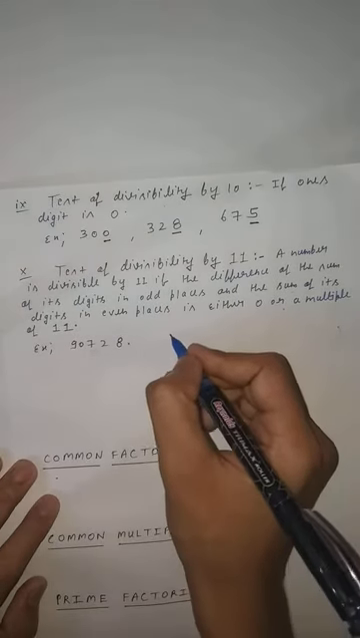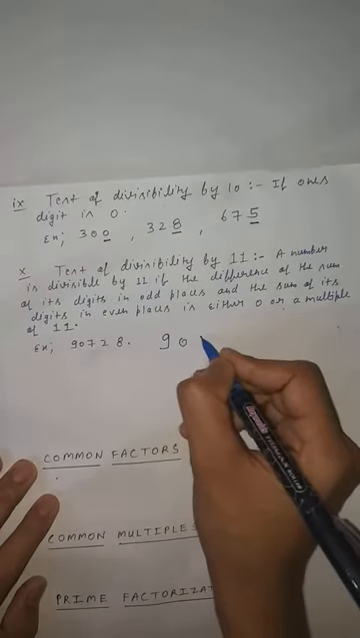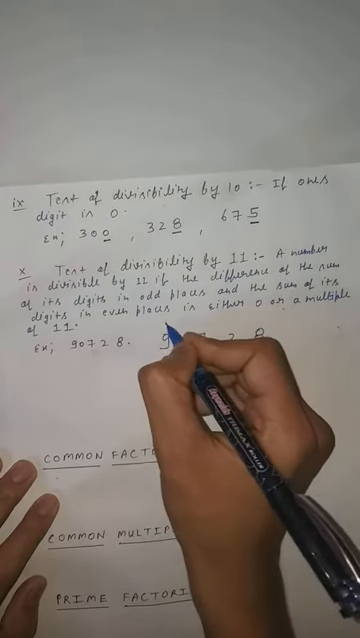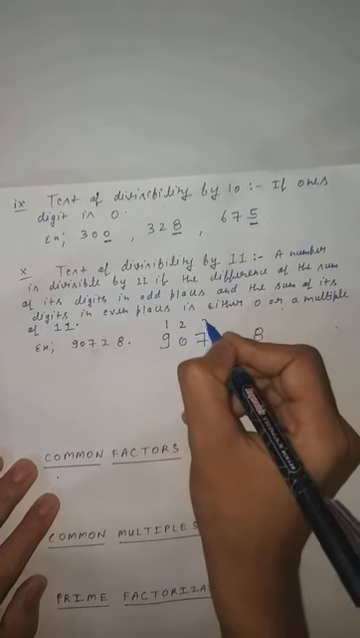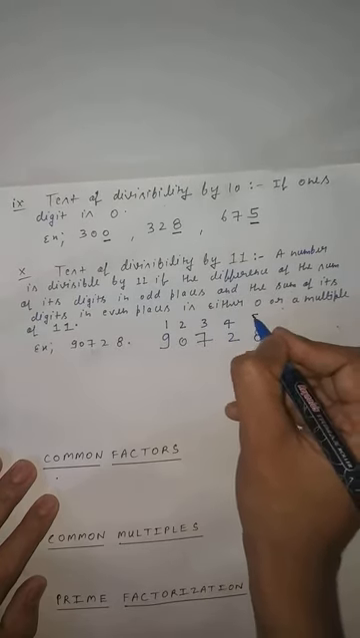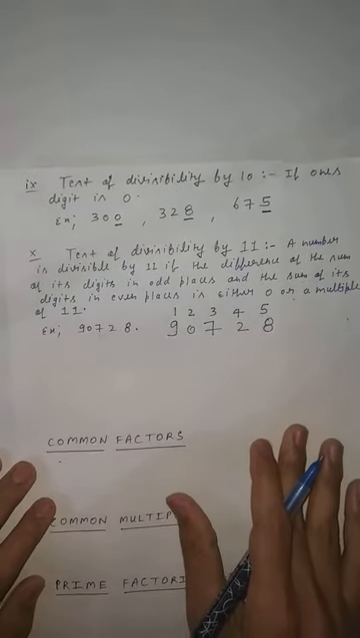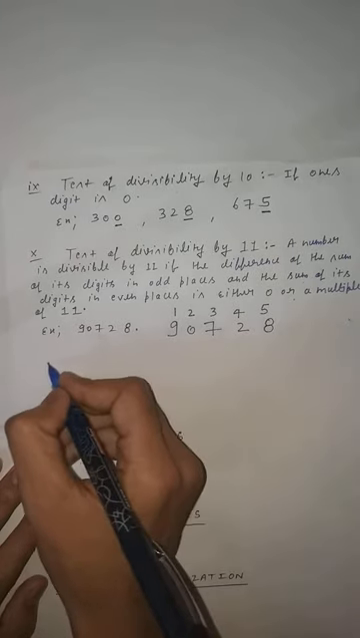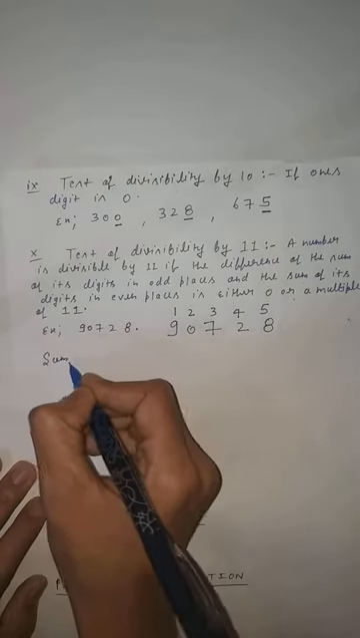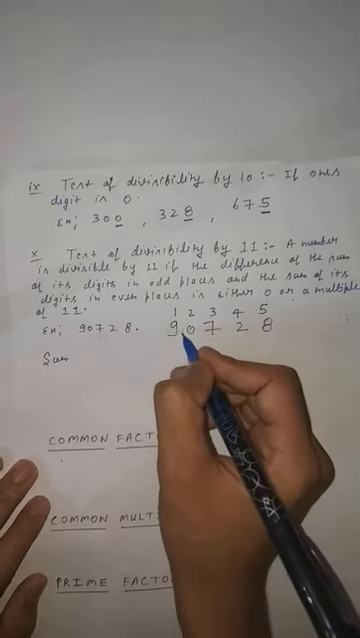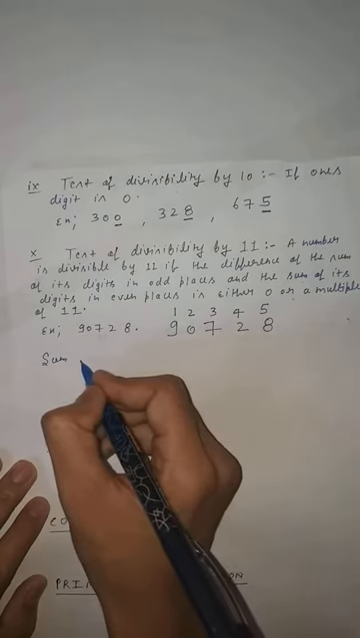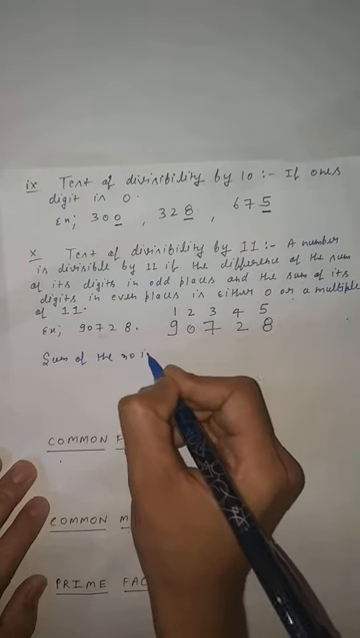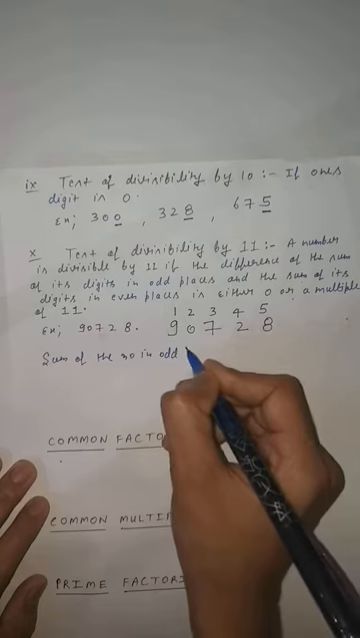So for this I am writing again 9 0 7 2 8. Now write down the numbering 1 2 3 4 5. This is only marking. Clear students? I have given the numbering. So first you will find out the sum of the numbers in odd places.